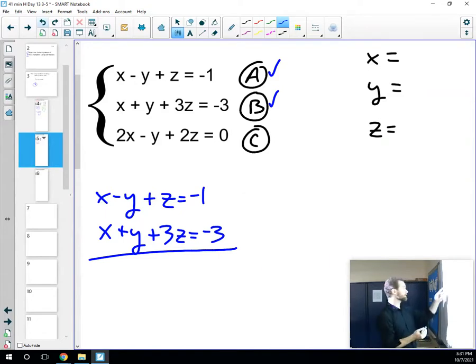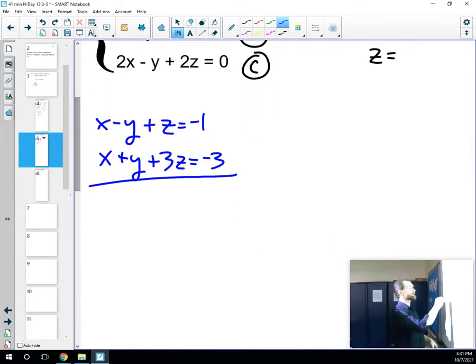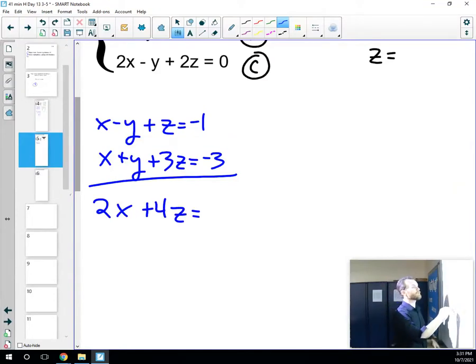And now we combine for our elimination step. So x and x becomes 2x. The y's cancel out, which is good because that's what we wanted. Plus 4z equals negative 4. Again, let's keep this right in the front of our brain. This is better because we have one less variable. The y's are gone. We eliminated them. That's the goal here.